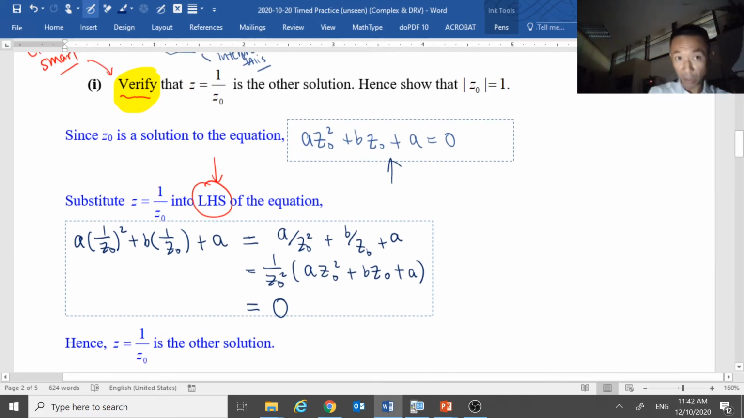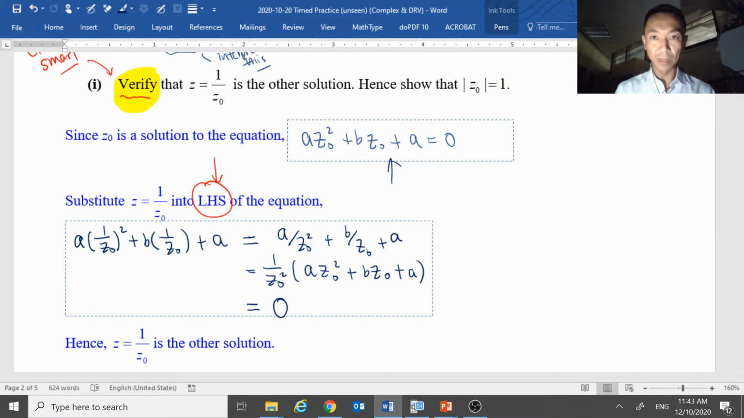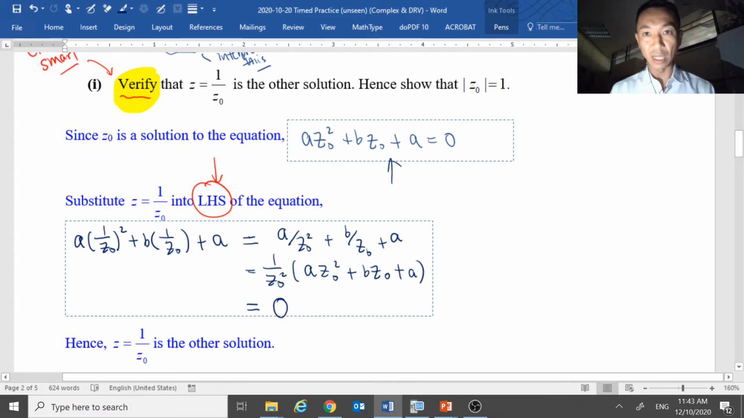Now, the process is this, because you are substituting into the left-hand side. You are substituting this into the left-hand side of the equation, then you get 0. Therefore, this is the other solution. Now, the second part to the question, hence show that mod z1 equals to 1.